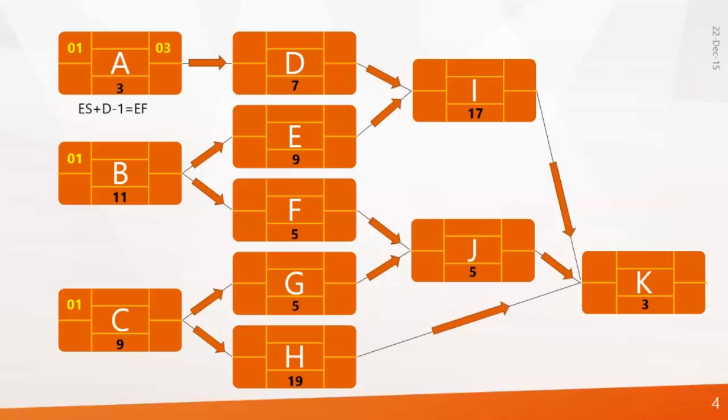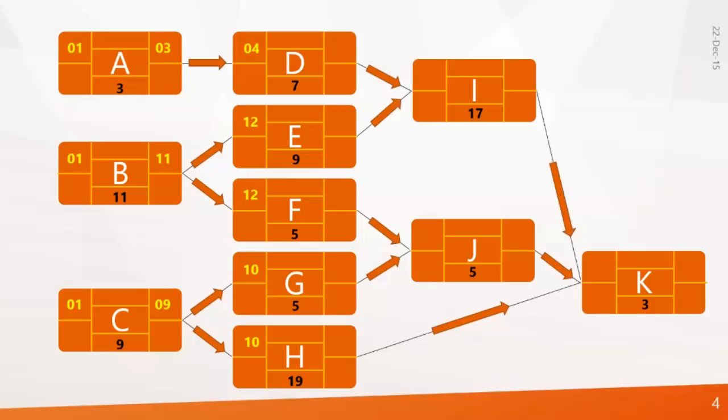Now we go for the next activity. For B, the early finish date is 11, and for C it is 9. Now activity D: on which day will it start? Activity A finishes on the third day, so the next day activity D will start. That means the early start of D becomes 4. So you can generate an equation: early finish plus 1 gives you the early start of the next activity. The same calculation goes for E, which makes 12, F is also 12, and G is 10, and H is also 10.